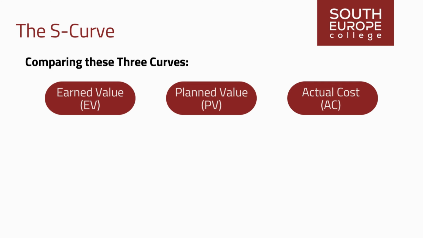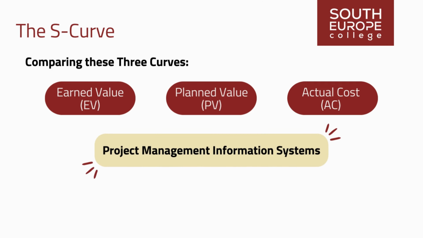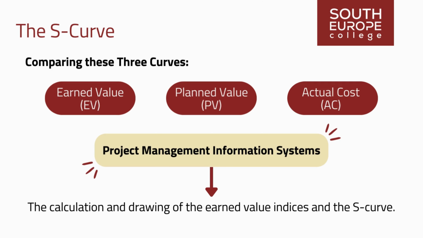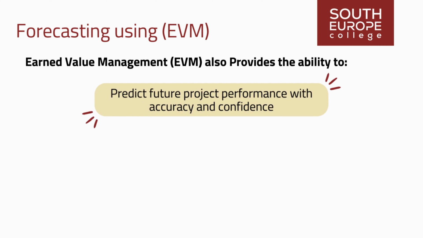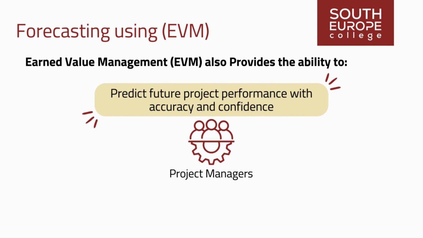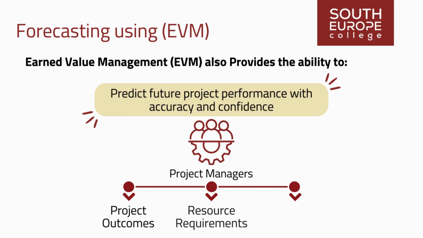It is worth noting that project management information systems usually can facilitate the calculation and drawing of the earned value indices and the S-curve. Earned value management, EVM, also provides the ability to predict future project performance accurately and confidently, allowing the project manager to make informed predictions about project outcomes, resource requirements, and potential risks.